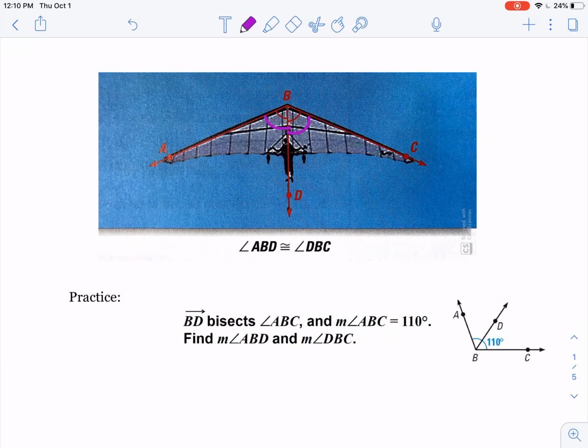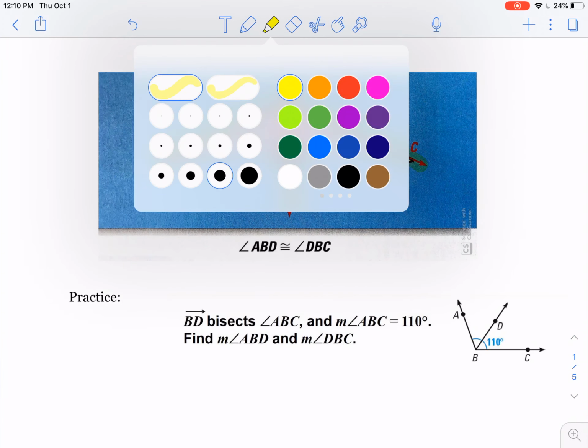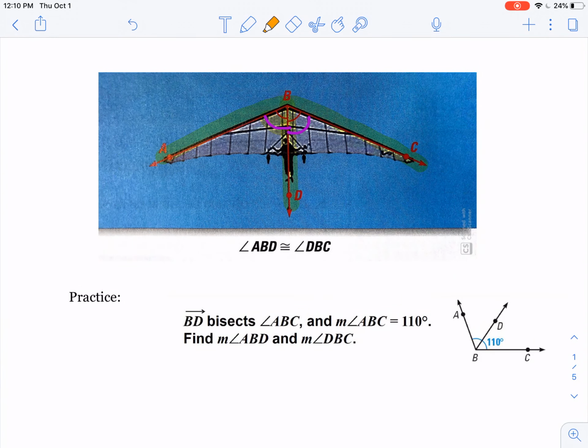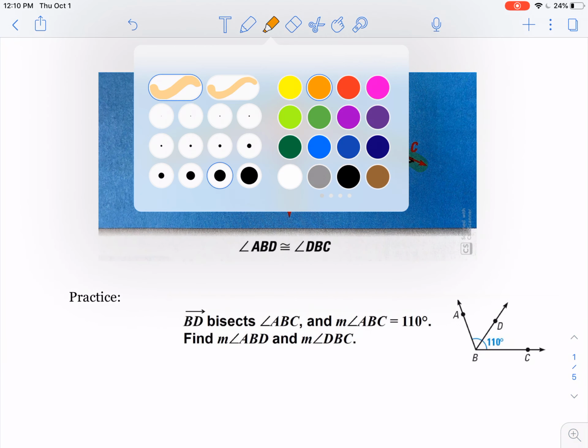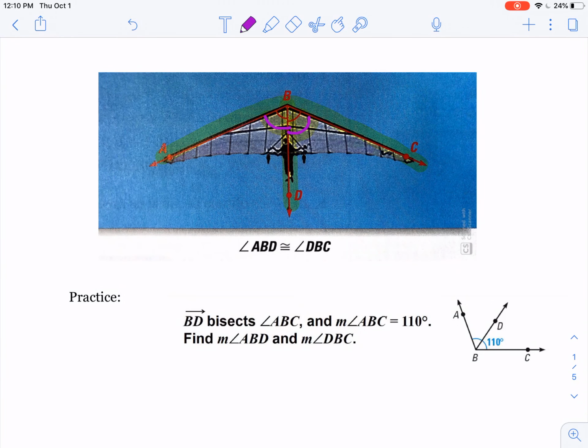So here you can see ray BD cutting angle ABC right in half, and you end up getting these two equal halves of angles, just like if you were thinking of walking halfway to school, stopping somewhere, and then continuing to walk to school. They'd be two equal distances.